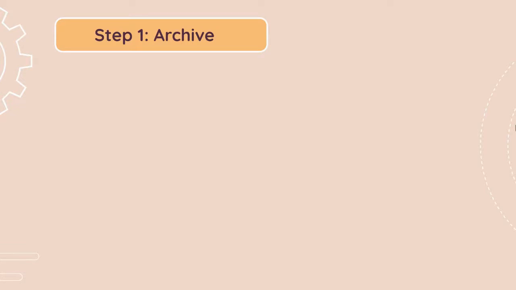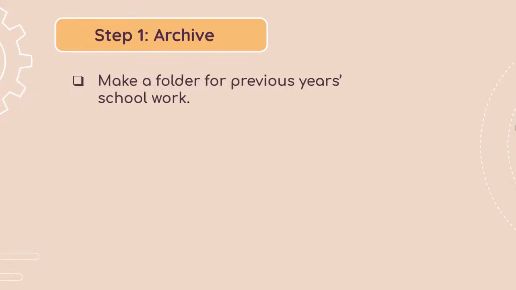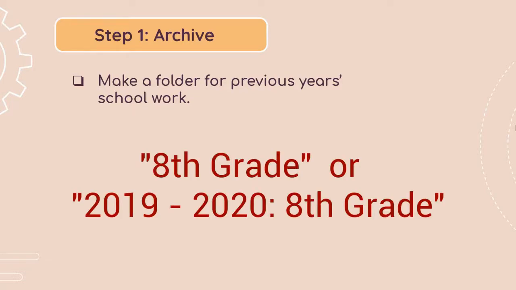That's going to be, like I said, to archive. So the first thing that we are going to do in this archiving process is to make a folder for the previous school year's schoolwork. So whatever grade you're in now, you're going to think back to whatever the previous grade was that you were in, and you're going to make a folder for that grade. You can call it whatever the previous grade was. So if you're in 9th grade, you'll call it 8th grade.